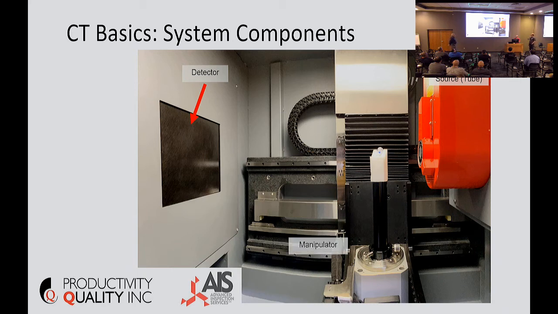We have the manipulator. That is the XYZ stage with the rotation. So we have the XYZ movement, and then we also have the rotation. So this is the sample part, and that part rotates around while it's scanning.